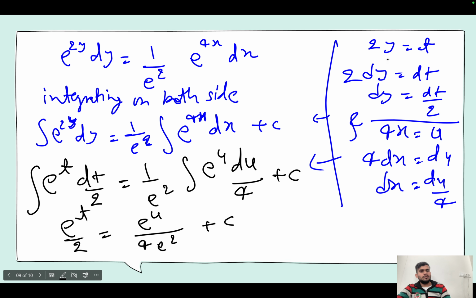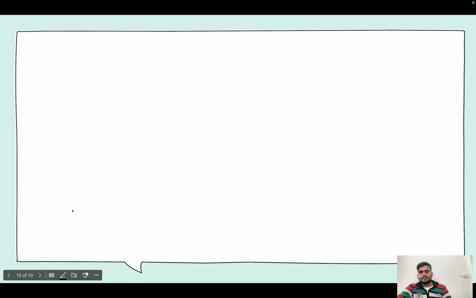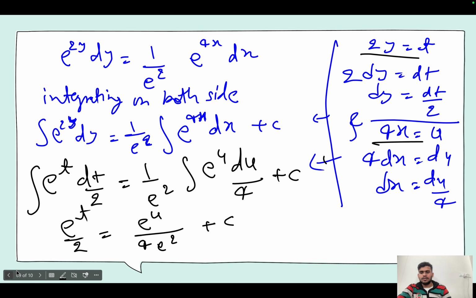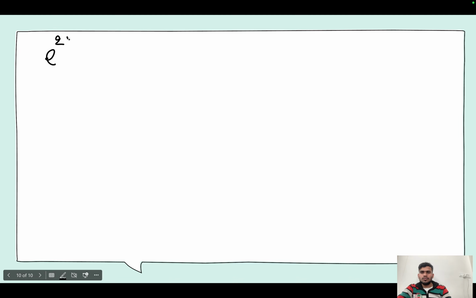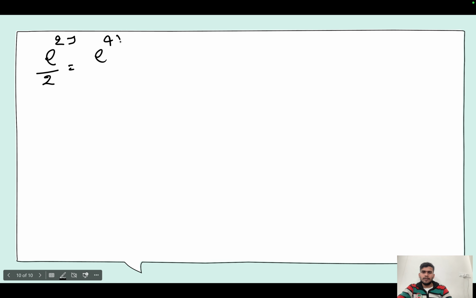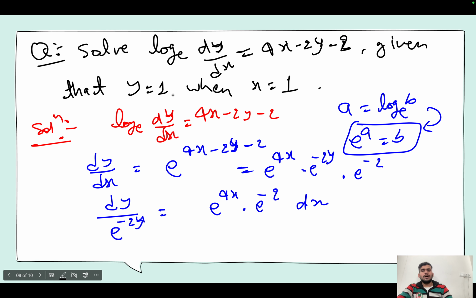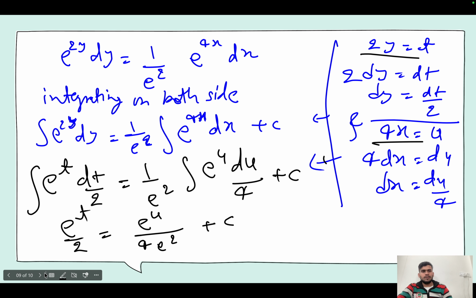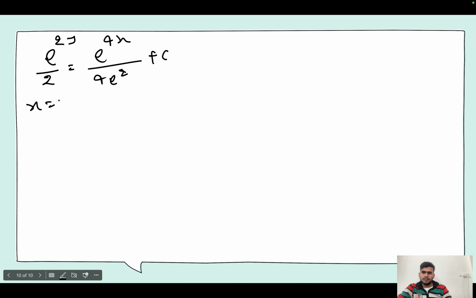Okay, now put these values in the required place. So e to the power t is e to the power 2y, so e to the power 2y by 2 is equal to e to the power 4x by 4e square plus c. Now use the condition that y is equal to 1 when x is equal to 1. So x is equal to 1 and y is equal to 1. Use this condition.